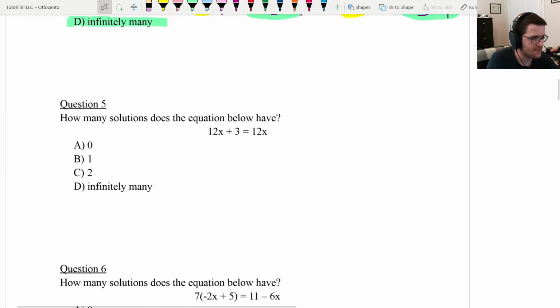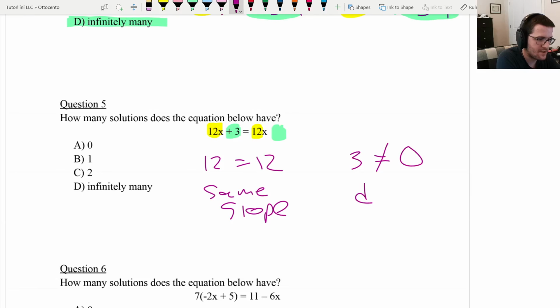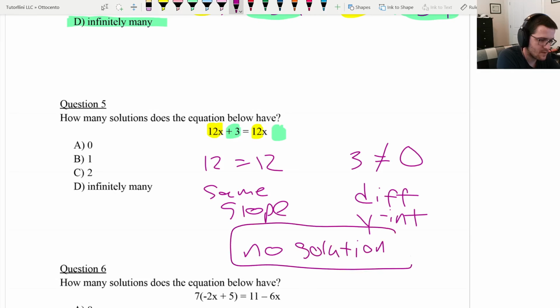Okay, this one, same kind of deal. We're going to pick out the slopes. And we have the same slope. Same slope. And then the y-intercepts are 3 and 0. So 3 is not equal to 0, so it has different y-intercepts. So this one has no solution. And that would mean there's 0 points of intersection.